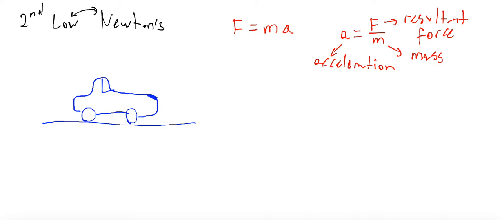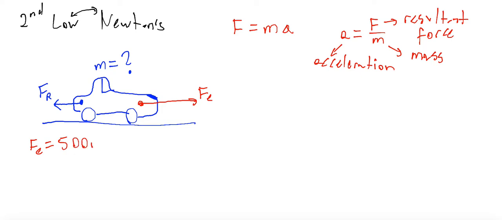Okay, so let's imagine that you have an object, a car of unknown mass, which experiences 2 forces: engine force and a resistive force. It can be friction or resistance; in general, it's a resistive force. Let's imagine that the engine of this car produces 5,000 newtons of force, and the resistive force is 1,000 newtons.